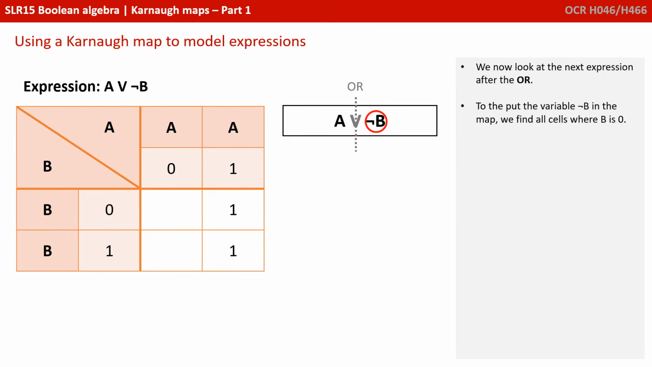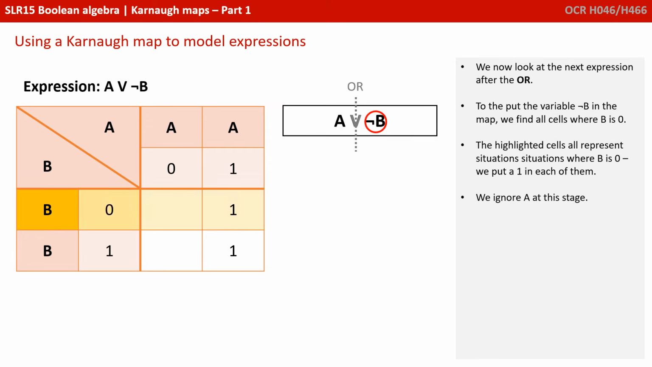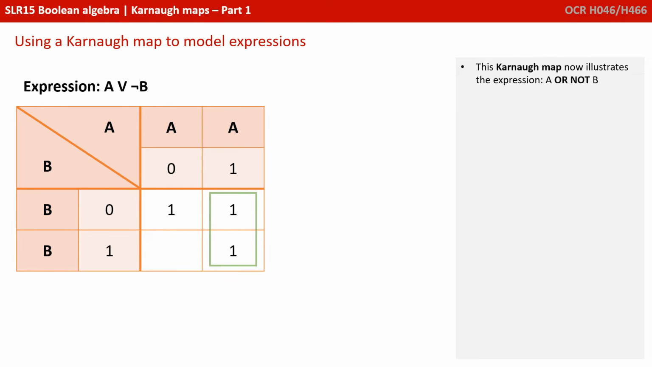Now this time the expression is not B, so we find all the cells where B is 0, because 0 represents false. So we're looking for not B, not 1, not true. The highlighted cells all represent the situation where B is 0 or false, so we pop a 1 in each of those, ignoring A at this stage. And this is the Karnaugh map illustrating the expression A or not B.